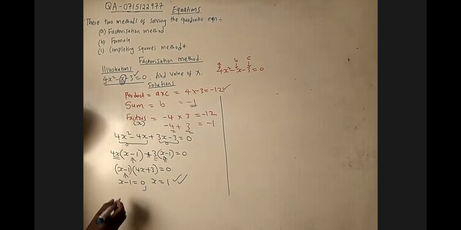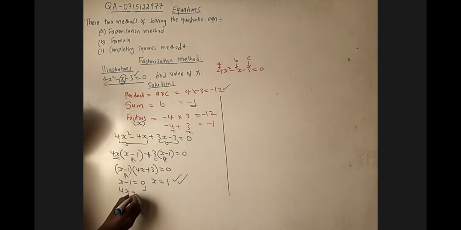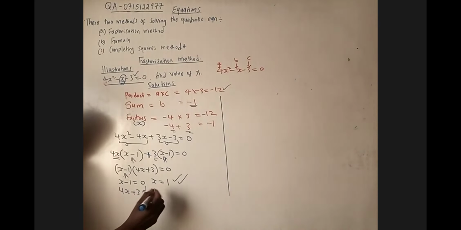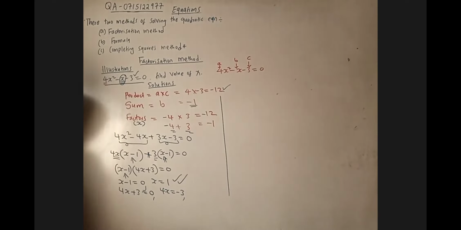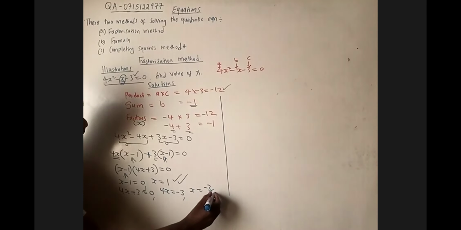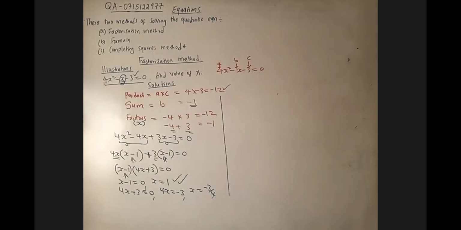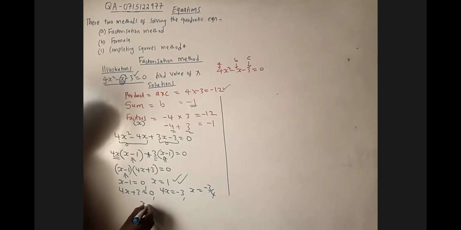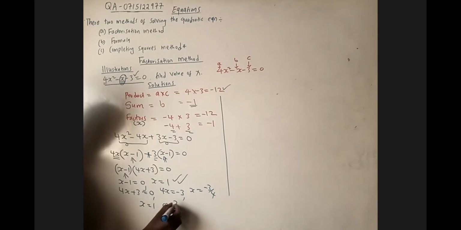Number 2, 4x plus 3 is equal to 0. So hapa itakuwa ni 4x is equal to -3. Then what will be the value of x? X itakuwa ni -3 over 4. So the value of x, we have x as 1 or x equals to -3 over 4.